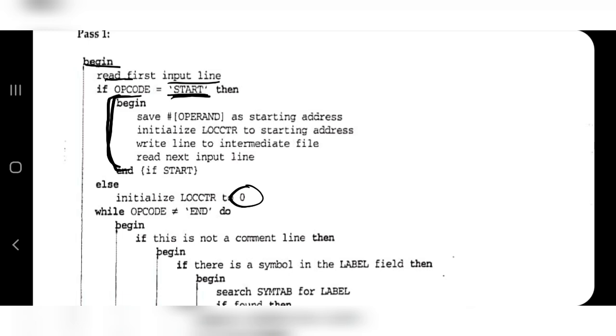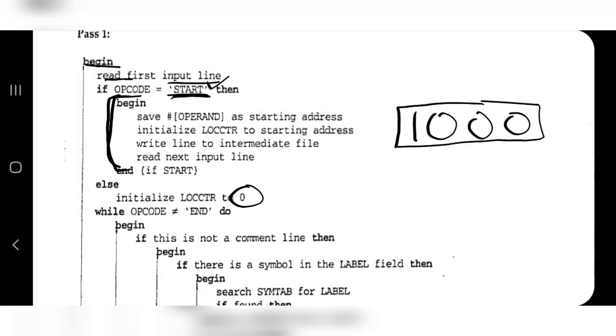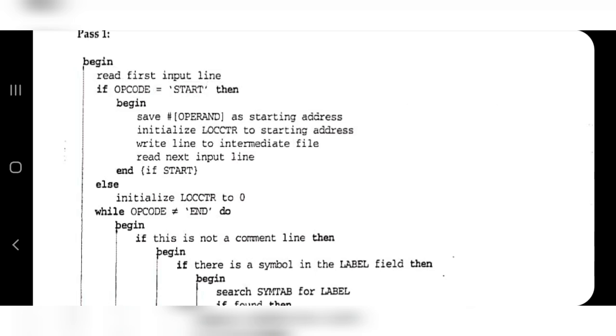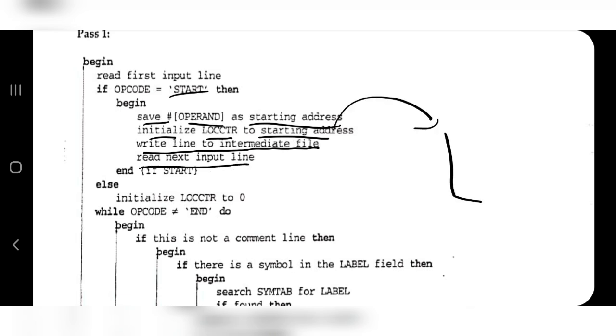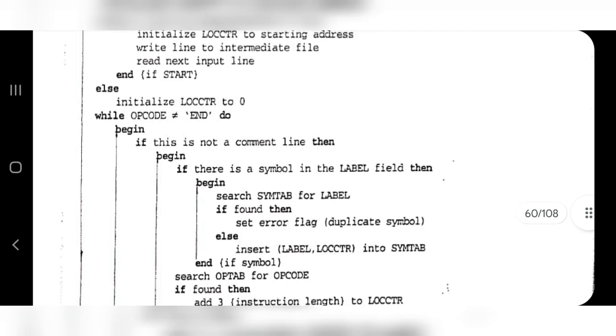If the opcode is START here, then what the operand will be there, like in our case it was 1000, so the starting value was 1000, right? So LOCCTR became 1000. So if it is START, at that time save the operand value, which is nothing but 1000, as the starting address, initialize LOCCTR to the starting address, write the line to the intermediate file, read the next input line. Means we are just initializing the intermediate file and then we are moving to the next part. And what we have here is the else part, if it will be 0, so the if else part is over. Then both will come to the while part.